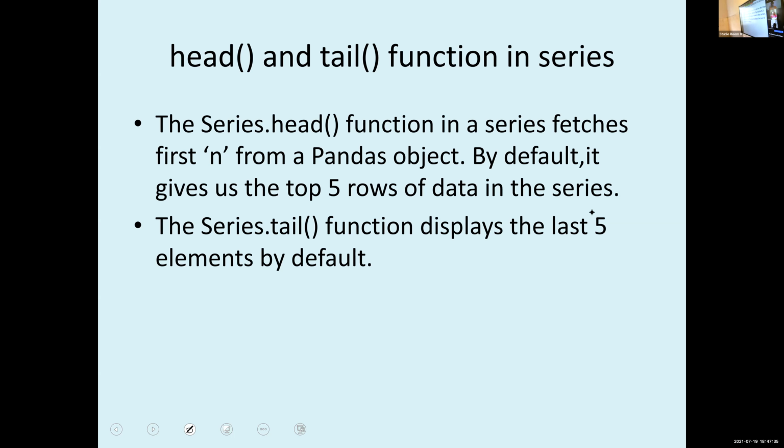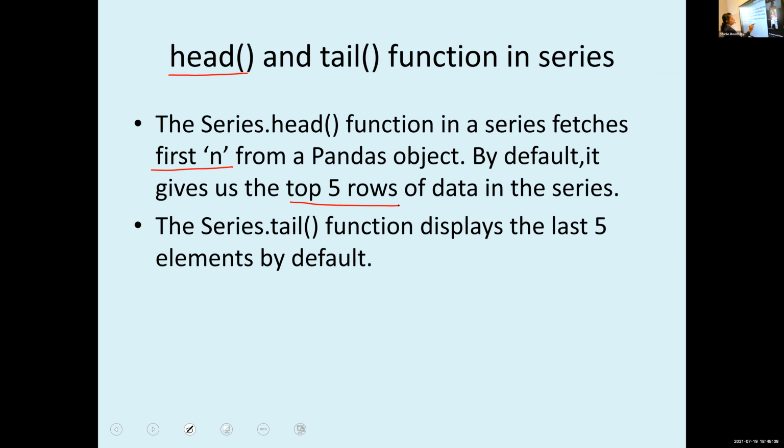So here, head and tail function. From the word itself, head is used to return first rows. Tail is for displaying from the last portion. The series dot head function in a series fetches first n values from a pandas object. By default, it gives us the top 5 rows.